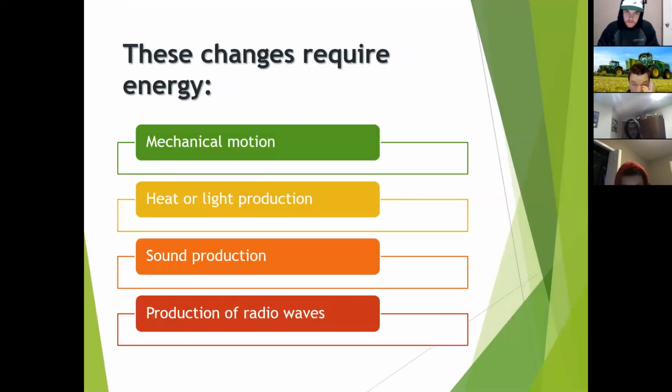When it comes to changes of energy, we do have these mechanical motions. We can change any one of these into the other. So heat or light can be changed into mechanical, mechanical can be changed into sound, sound can be changed into radio waves, which can be changed into heat or light. We have all of these conversions that can take place and all of the different elements that combine to do so. And for our purposes, we really want to make sure we understand this electrical conversion.